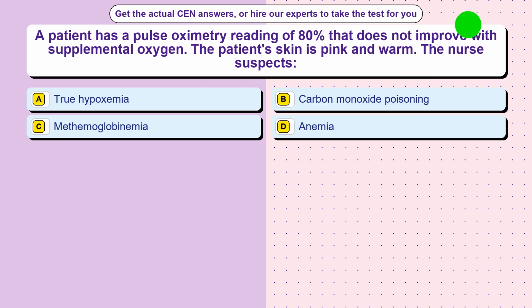Question 43. A patient has a pulse oximetry reading of 80% that does not improve with supplemental oxygen. The patient's skin is pink and warm. The nurse suspects Option A, true hypoxemia. Option B, carbon monoxide poisoning. Option C, methemoglobinemia. Option D, anemia.